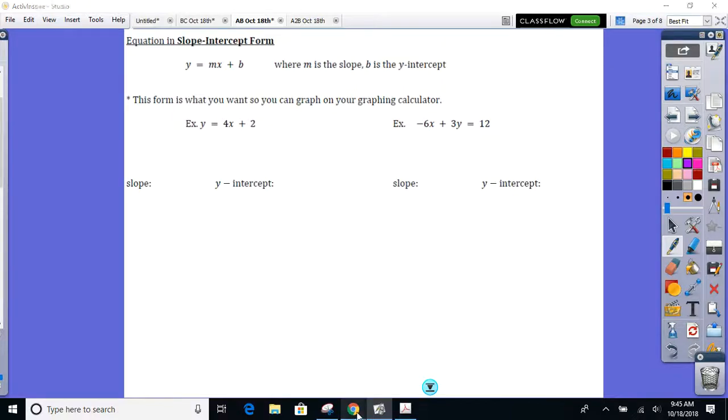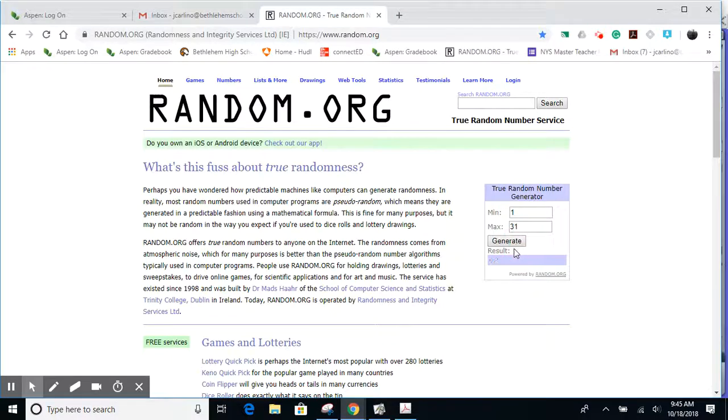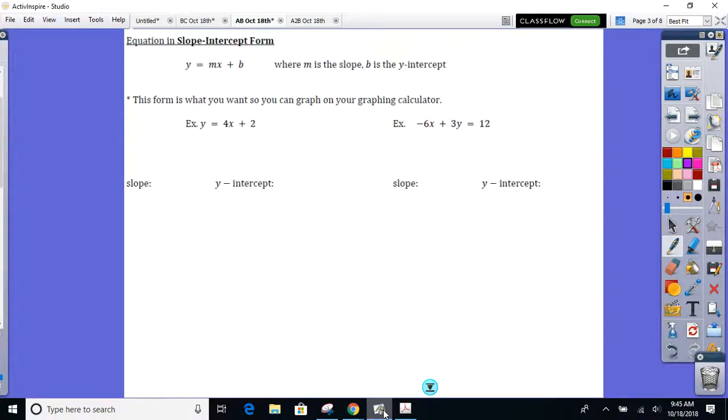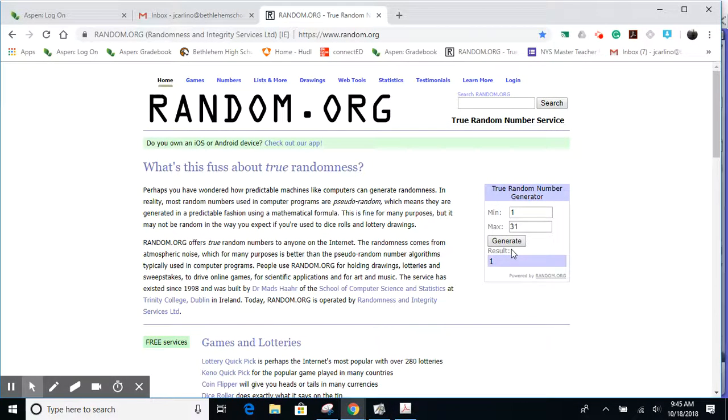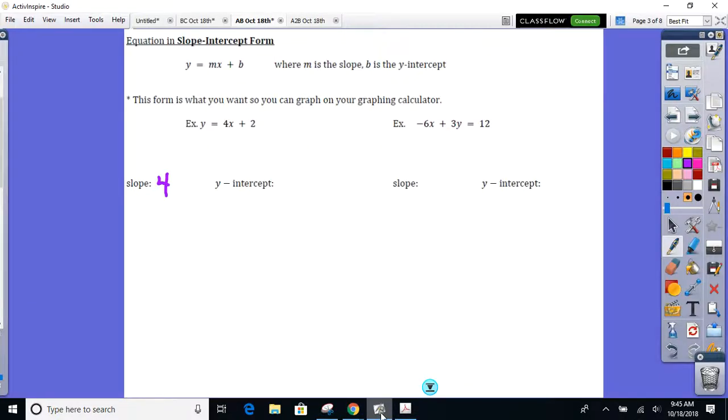So I've given you 4x plus 2. What is the slope of 4x plus 2? Let's roll. The slope? 4. And how about my y-intercept? What do you got? 2. That's pretty easy when it's already in y equals, right? Very easy. But what's the problem with the next one?